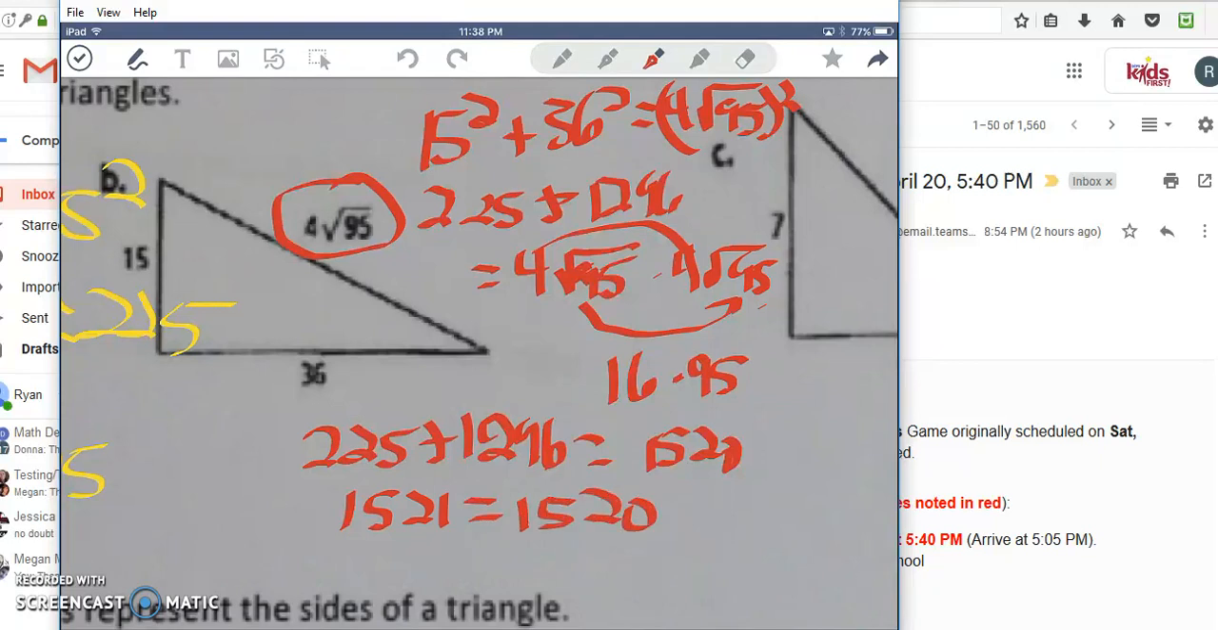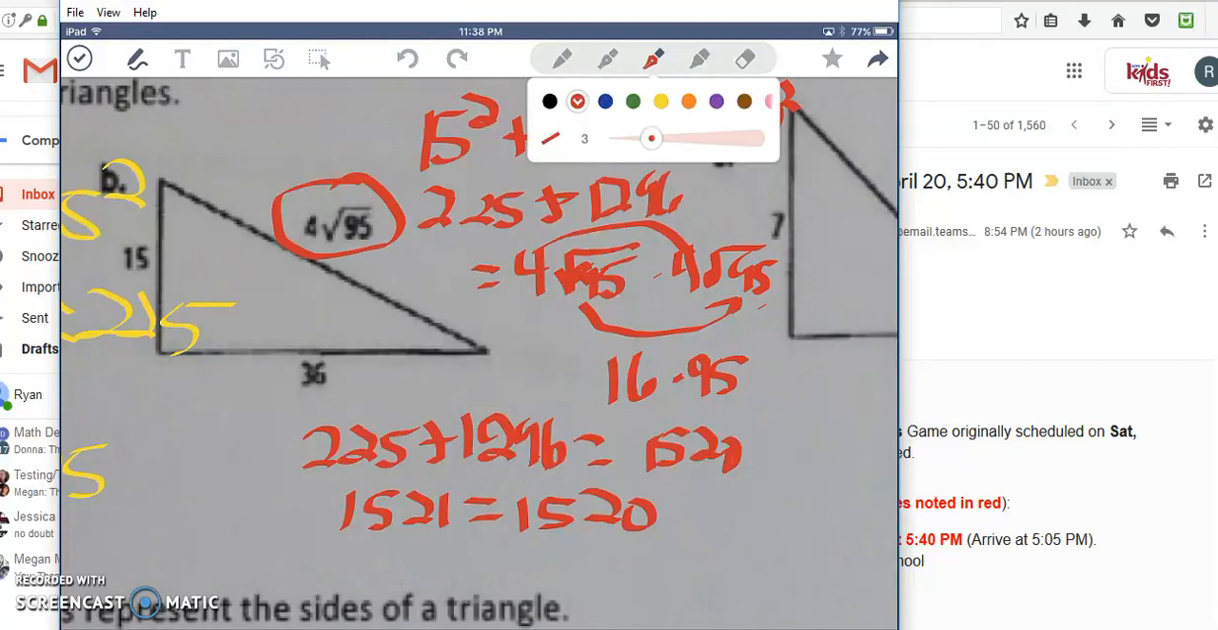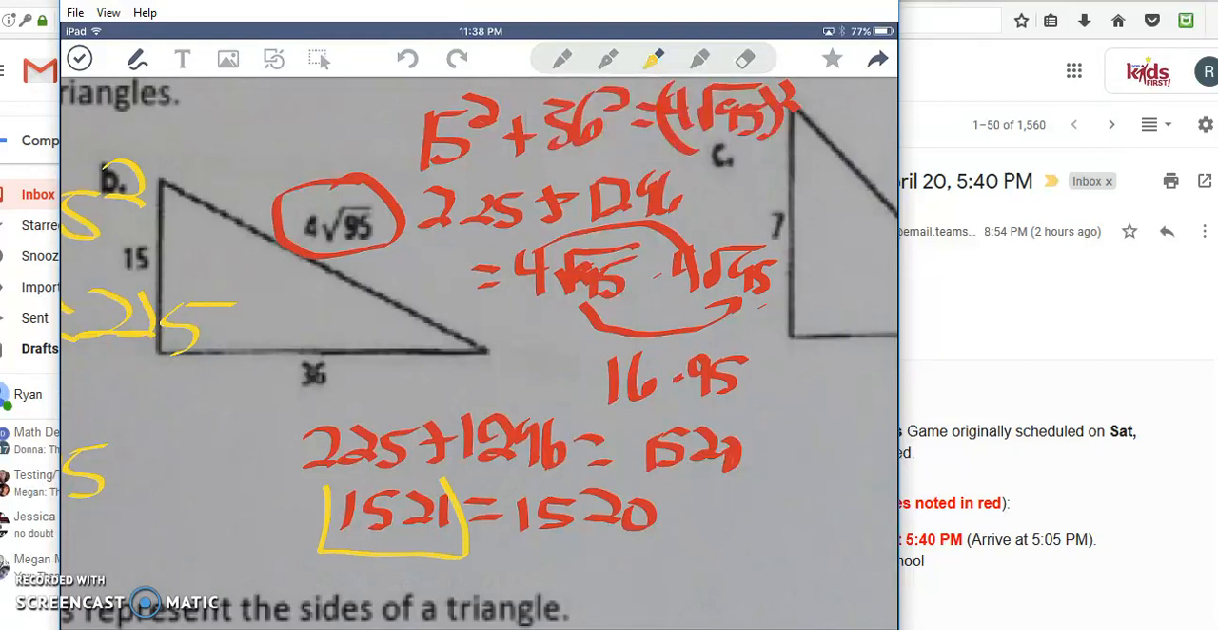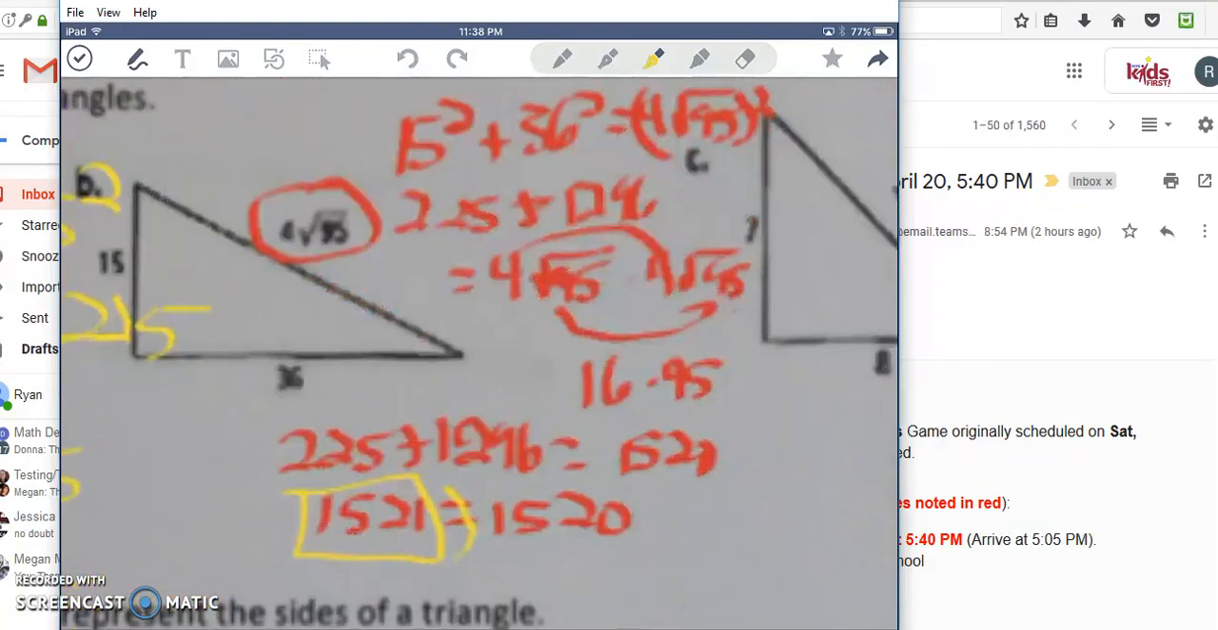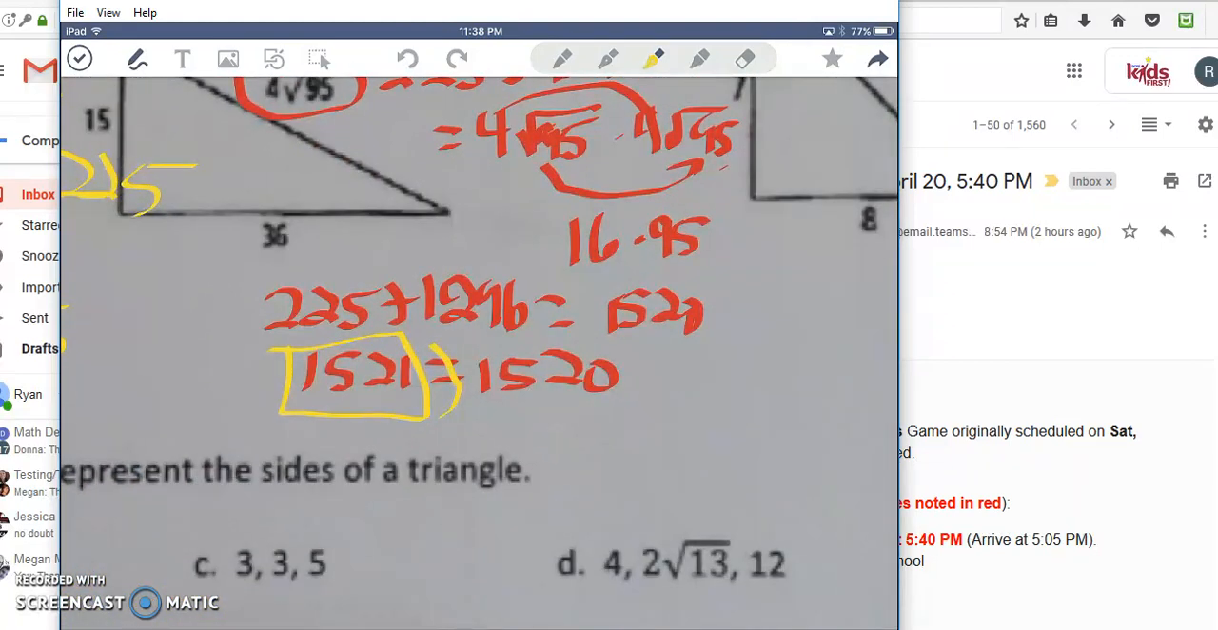1,520. So what we have here is that this side is going to be more. The a squared plus b squared is going to be more, so it's going to be greater than the c squared. So if we go back and look, when a squared plus b squared is greater than c squared, that makes this an acute triangle. I'll rewrite that.